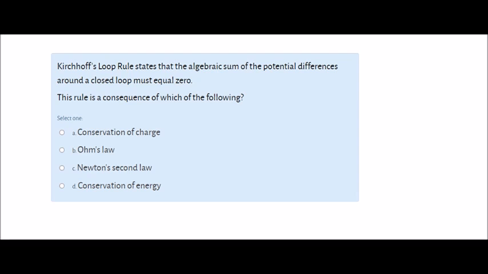Question 2. Kirchhoff's loop rule states that the algebraic sum of potential differences around a closed loop must equal 0. That's the loop potential rule that we know. This rule is a consequence of which of the following? Conservation of charge? No, that's the junction rule. Ohm's law, of course not. Newton's law, that's not this.